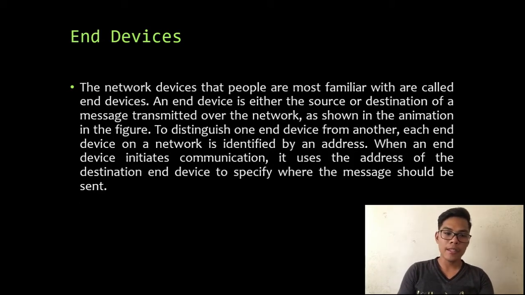End devices. The network devices that people are most familiar with are called end devices. An end device is either a source or destination of a message transmitted over the network, as shown in the animation. To distinguish one end device from another, each end device on a network is identified by an address. When an end device initiates communication, it uses the address of a destination end device to specify where the message should be sent.